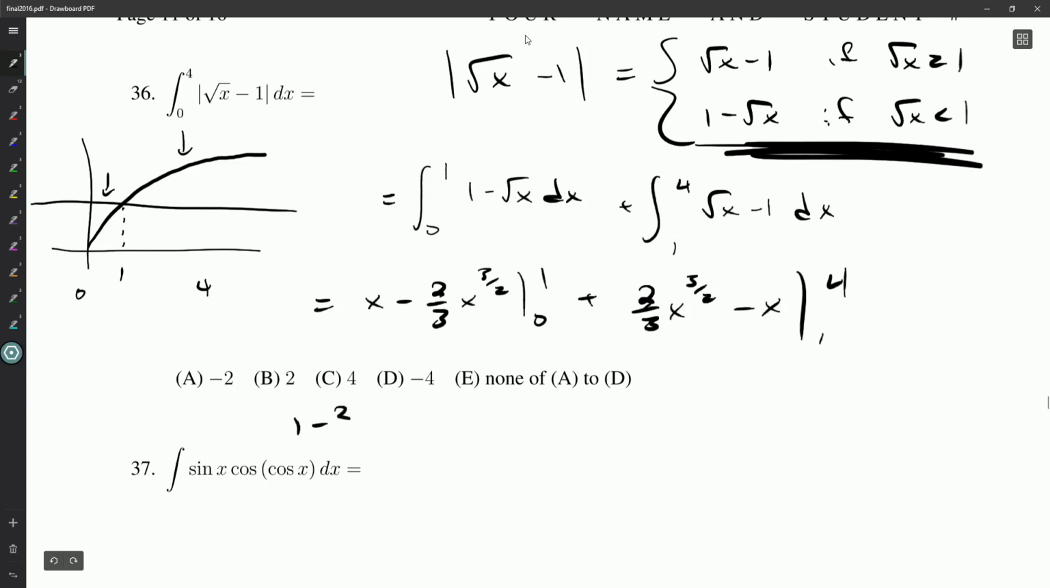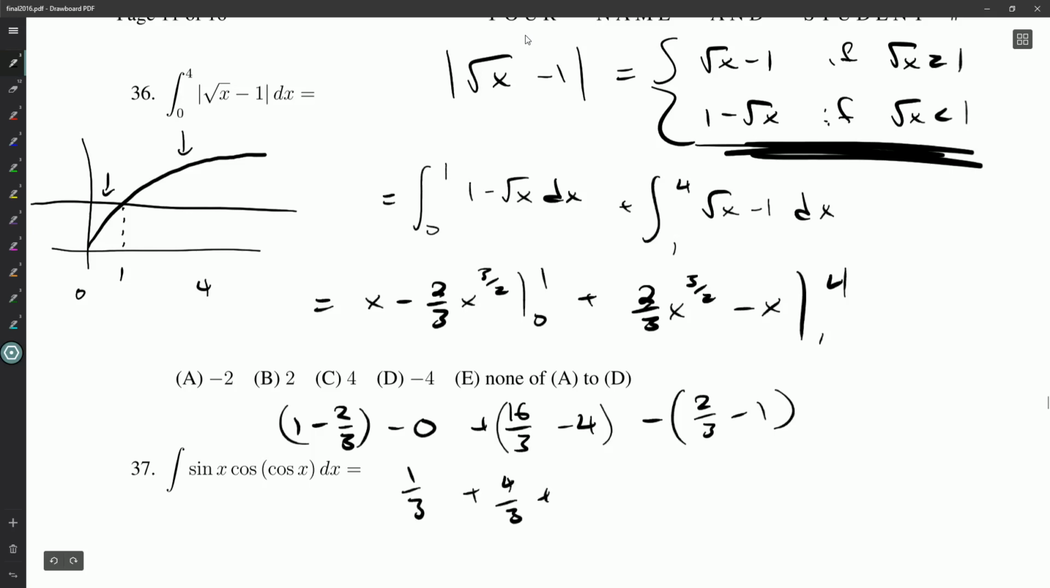Okay, so that'll be 1 minus 2/3 minus 0. The zeros won't do anything. Plus 4 cubed is 64, square rooted is 8, so 2/3 times 8 is 16 over 3, minus 4. And minus, plug in 1 in there, so 2/3 minus 1. So that'll be 1/3 plus 4 is 12/3, so 4/3 plus 1/3. That'll be 6/3, and that'll be 2, and there we go.